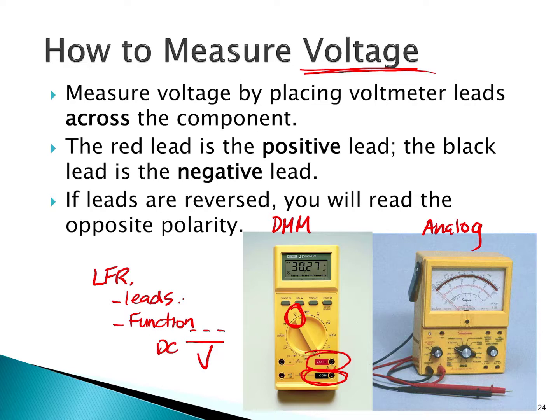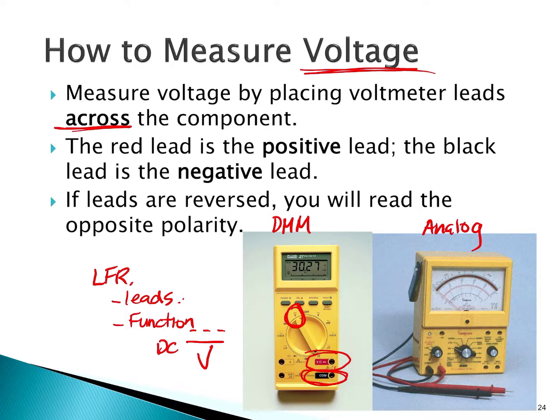DC volts. And we saw what would happen if you tried to read AC volts from a DC source. You'd get 0 when there's actually voltage there. So it says we're going to measure voltage by placing our voltmeter leads across the component.